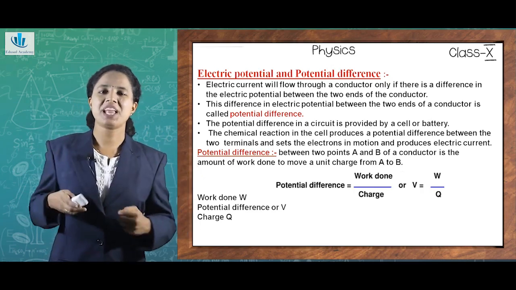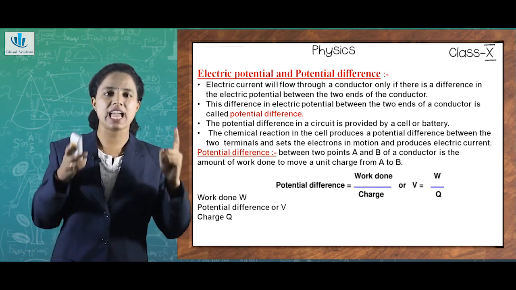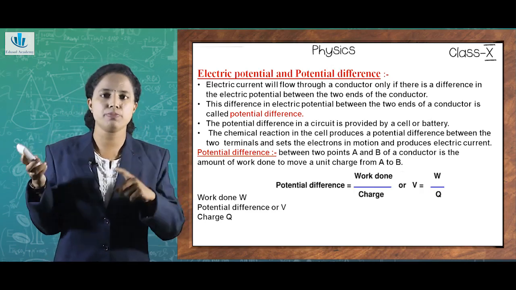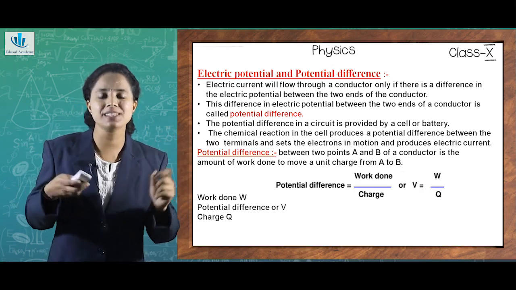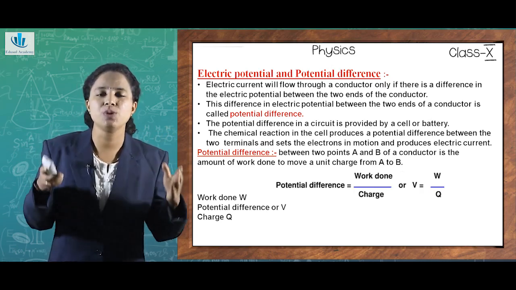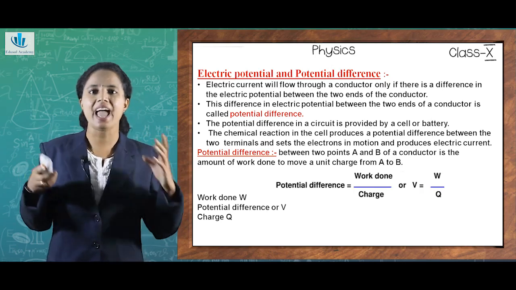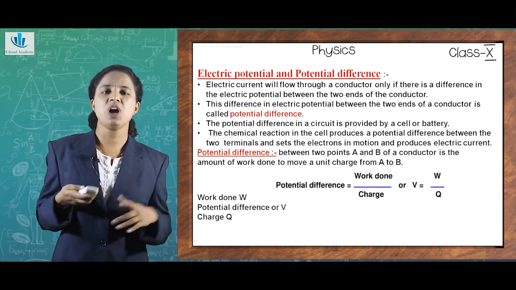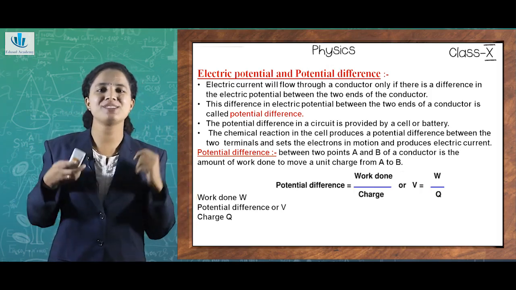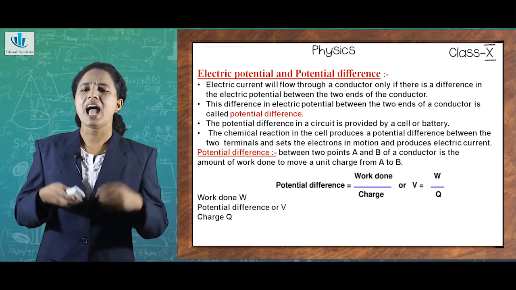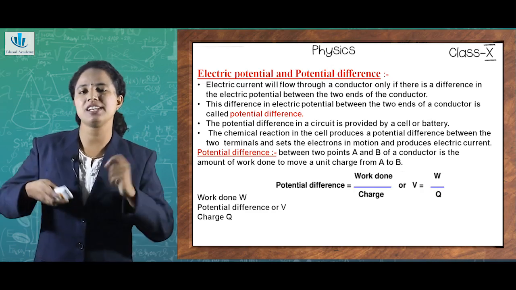ends of the conductor. For example, if I take a conductor AB, and I need to flow the current between A and B, what should exist? There should be a difference in the electric potential between the two ends of the conductor, that is A and B. So this difference in the electric potential which exists between the two ends of a conductor is called potential difference.